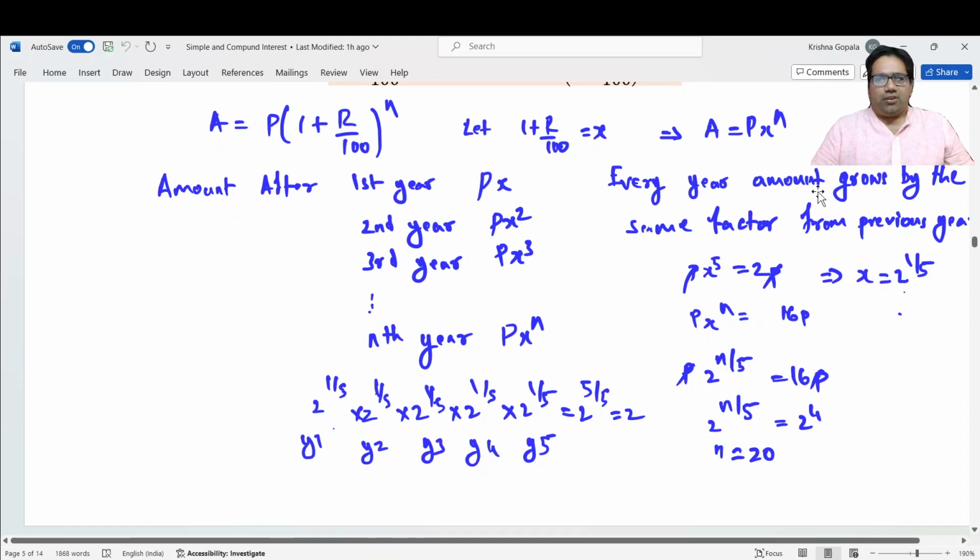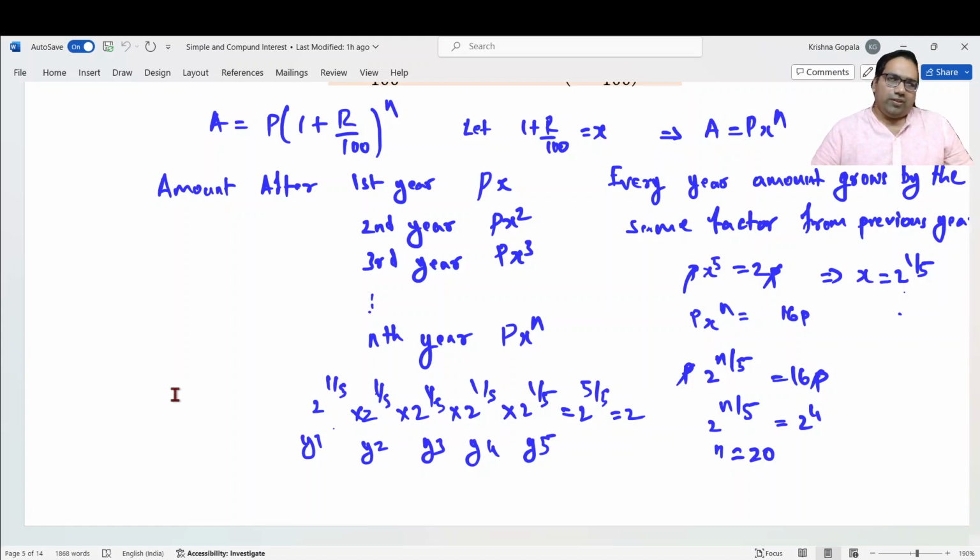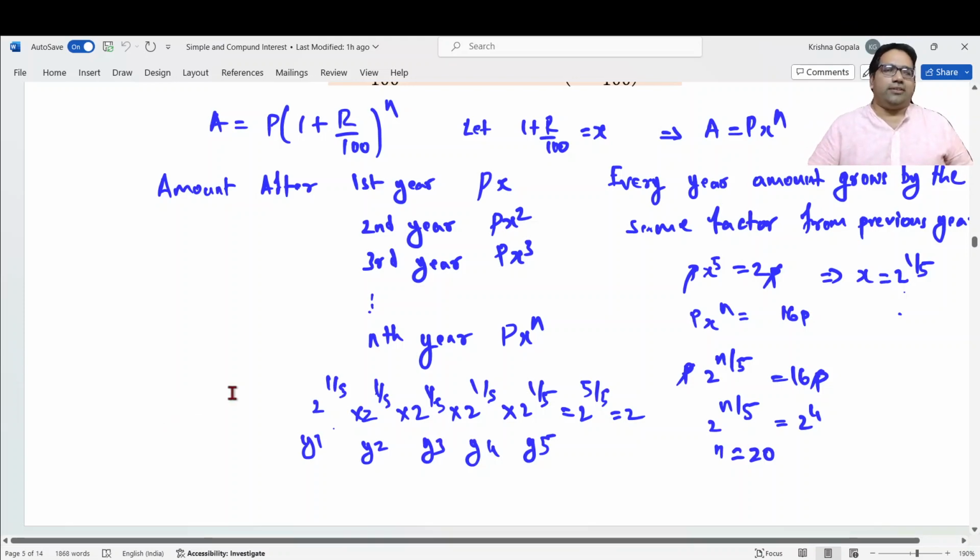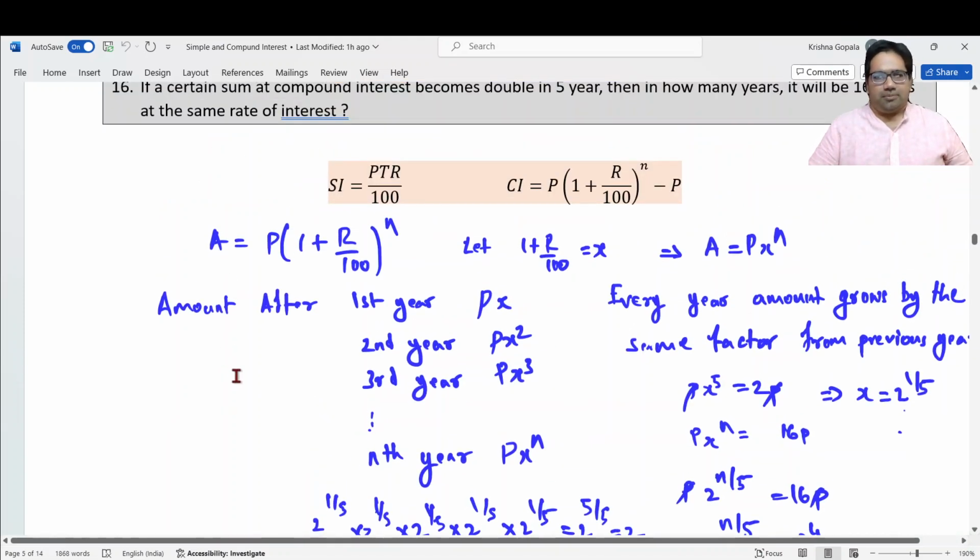In fact, for every group of years, every 3 years, the amount grows by the same factor from the previous 3 years. Or every 2 years, the amount grows by the same factor as the earlier 2 years. Or every 5 years. Any group of years, even a single year, in compound interest. If it takes 5 years to double, or if it takes 5 years to triple, another 5 years it will again triple. Compound interest is like this. Okay, you understood this problem, right?